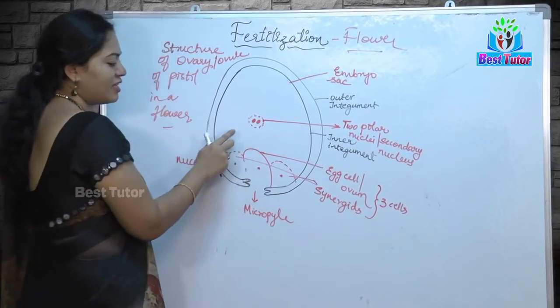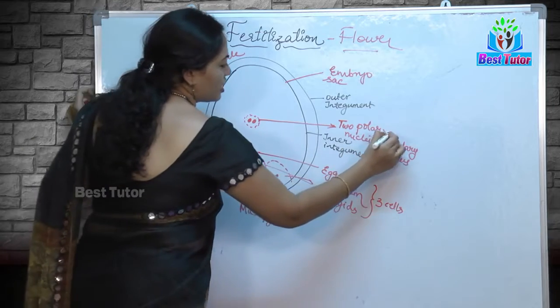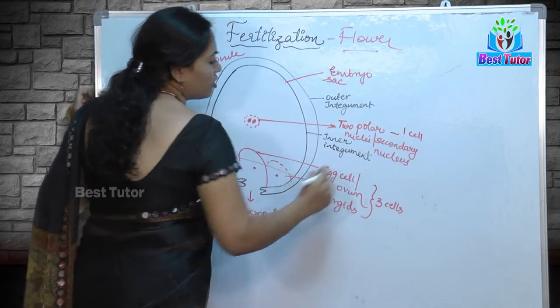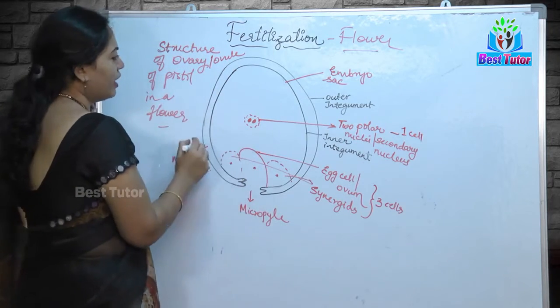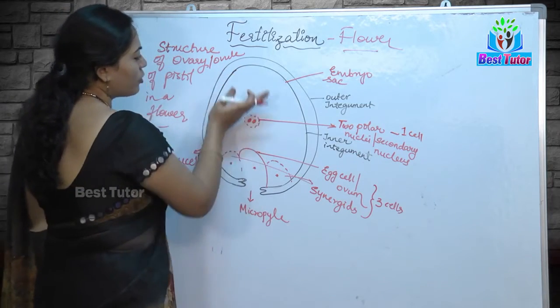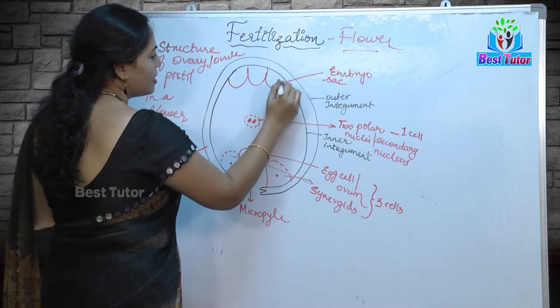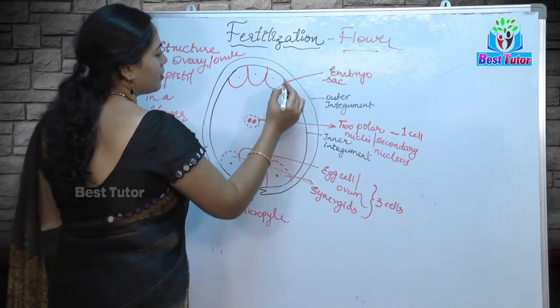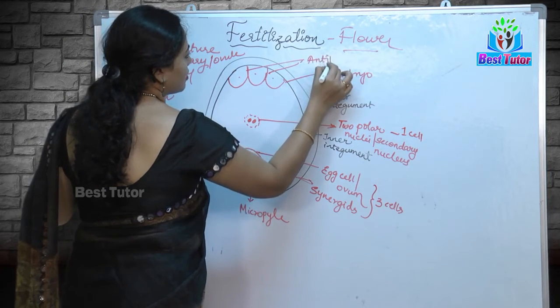So how many cells are there at the center of the ovule? One. So this is only one, which will be considered as one cell with two nuclei. Then next, at the extreme opposite of the micropylar, we have 3 cells which are known as antipodal cells.